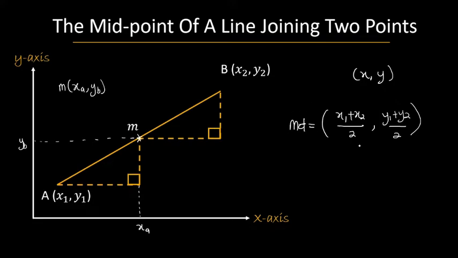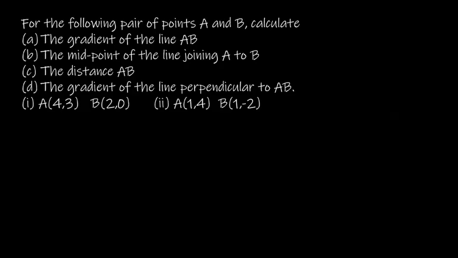Alright, so now that we know the formula for calculating the midpoint of 2 points, let's go ahead and have a look at a question to further understand what we are doing. So we have a set of questions here. For the following pairs of points A and B, we have to calculate: A, the gradient of the line AB; B, the midpoint of the line joining A and B; C, the distance AB; and D, the gradient of the line perpendicular to AB.